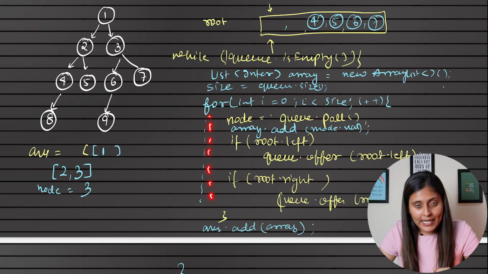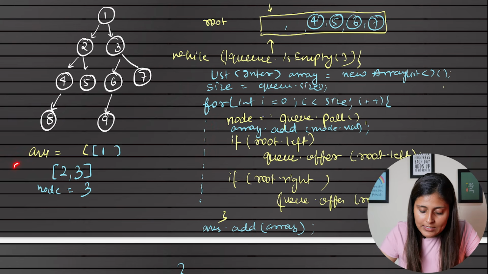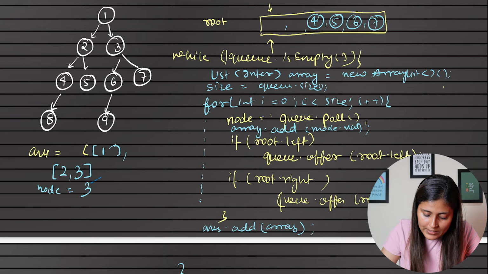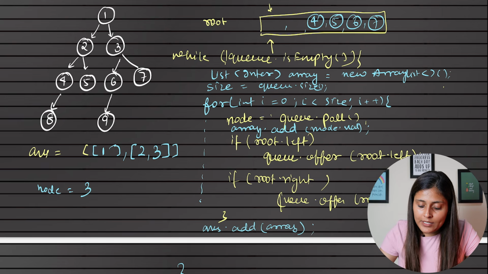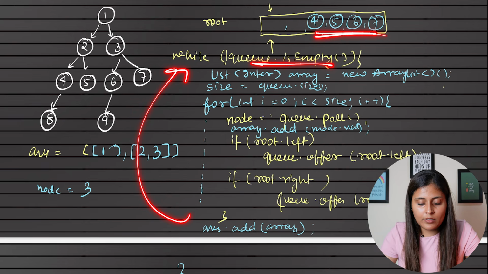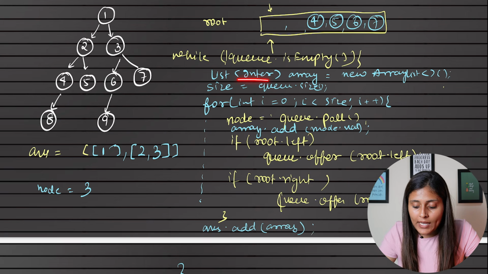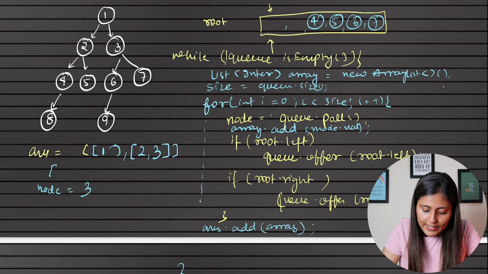Now the for loop will break and in the answer we will insert array. So in the answer we will insert array. Okay, so comma, and we will insert this one here. That's it. Done. Now again it will go: while my queue is not empty. Yes, it is not empty. Now again we'll create a new list.